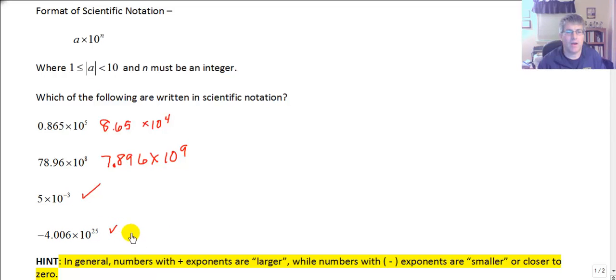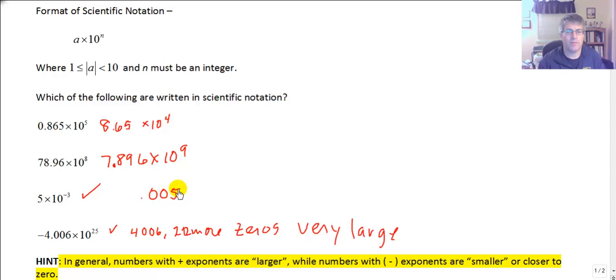If I were to write this out, this would be 4006, followed by 21 more zeros. Oh, no, 22 more zeros. Okay, so that is a very large number. While our 5 times 10 to the negative 3rd, that has a negative exponent, that actually is a small number. That's 0.005. That's pretty small. That's getting closer to 0.